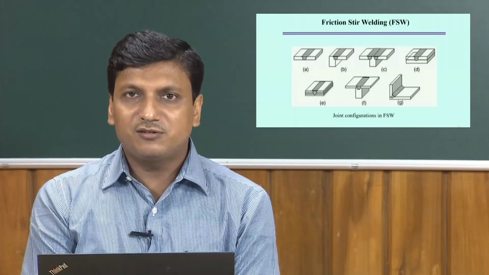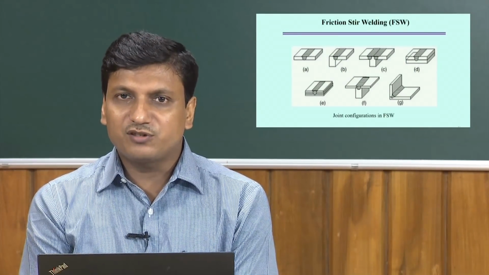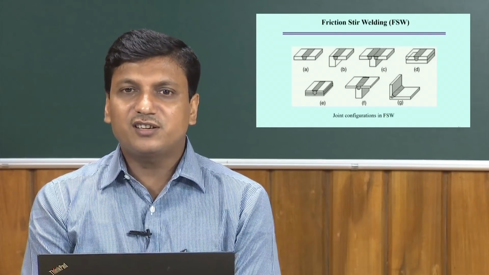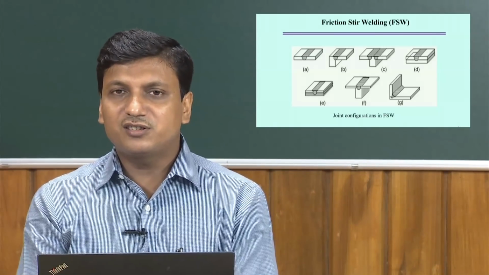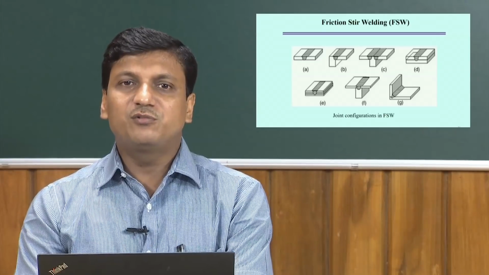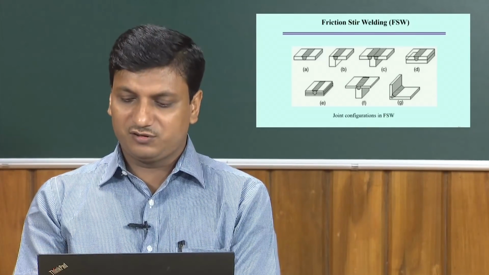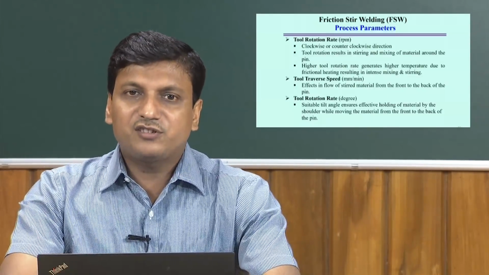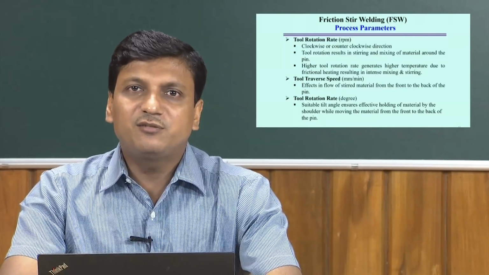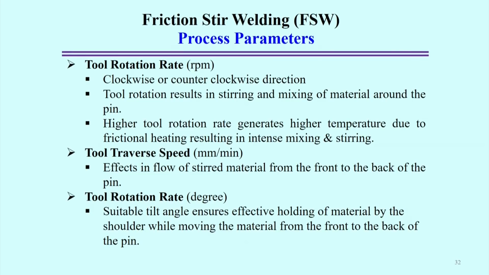That means the process is developed in such a way that this kind of configuration can be possible using the friction stir welding process. Now, the friction stir welding process, like other welding processes, involves many process parameters, but the main process parameter is tool rotational speed.